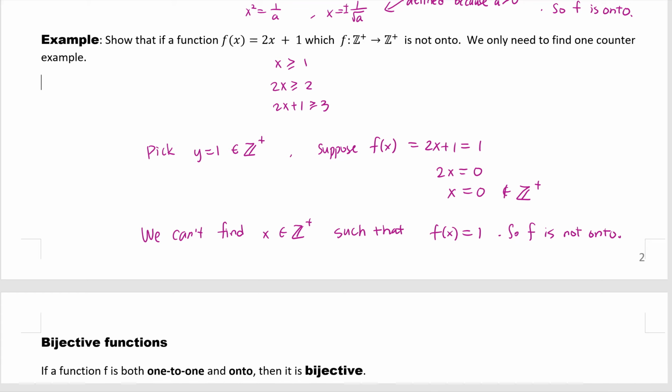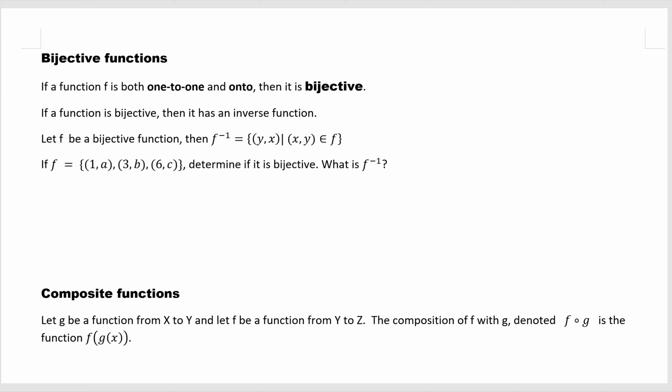Bijective functions. If a function f is both one-to-one and onto, then it is bijective. If a function is bijective, then it has an inverse function. Let f be a bijective function, then for f inverse we simply switch x and y. We interchange the x and y. For example, if f is 1a, 3b, 6c, determine whether it's bijective and figure out what f inverse is.